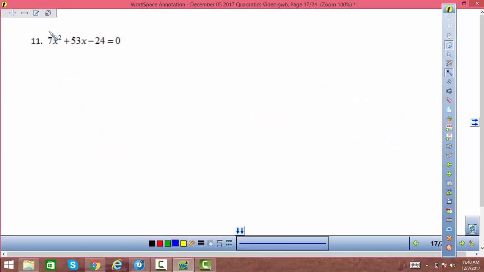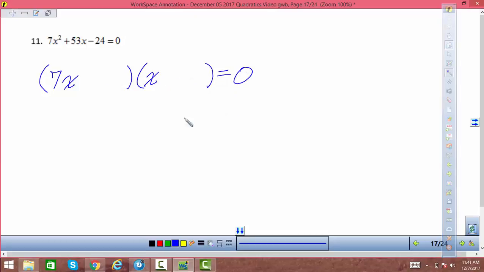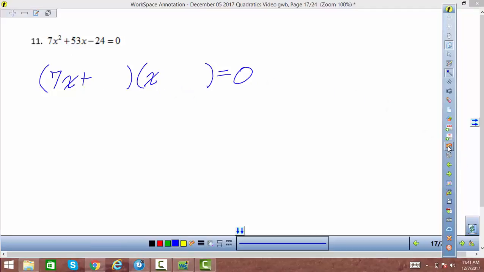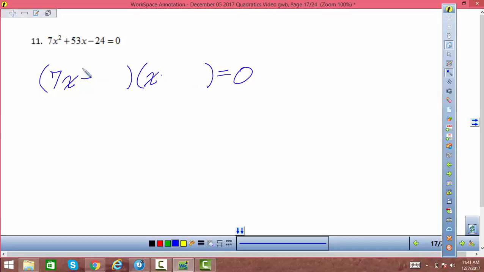Going on to the next one. Again, a prime number for my lead coefficient. So the only way to get a 7x squared is to multiply 7x times x. So I know I need a negative 24, and I have positive in the middle. So it's got to be negative, negative. A correction: I've got to have a positive, and I've got to have a negative. So I can try negative, positive.